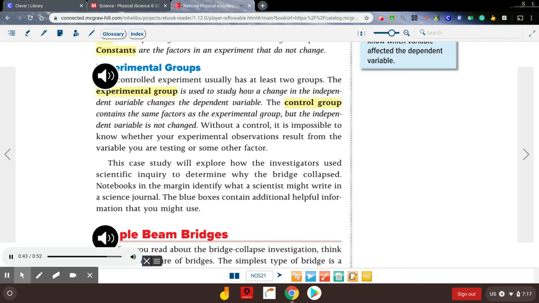Notebooks in the margin identify what a scientist might write in a science journal. The blue boxes contain additional helpful information that you might use.